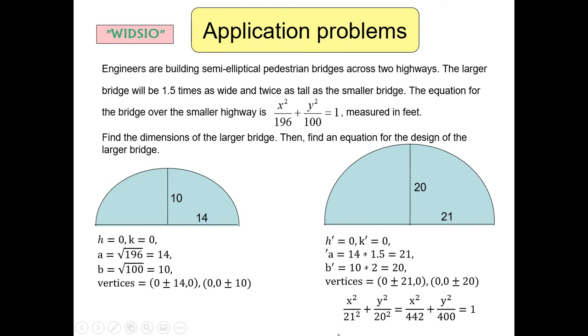Okay, so my equation would be x squared divided by 21 squared plus y squared divided by 20 squared is equal to 1, which is x squared over 441 plus y squared over 400 equals 1.